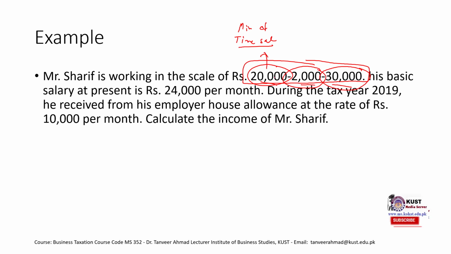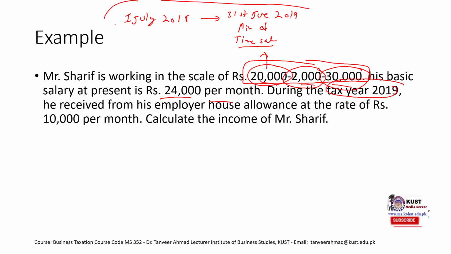By the way, this is what we have already discussed. So Mr. Sharif is working in the time scale. His basic salary is 24,000 per month. So this is the basic salary. During the tax year 2019, remember, if I say tax year 2019, it means that it starts from 1st of July 2018 and it ends on 31st of June 2019. So this would be tax year 2019. So he received from his employer house rent allowance at the rate of rupees 10,000 per month.